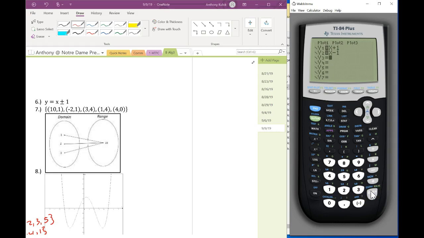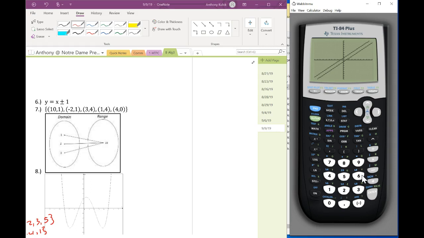And the graph that I'm going to get is going to be the graph for x plus or minus 1. Everybody okay with that plan? So I'll do zoom standard. So the graph of x plus or minus 1 is this set of parallel lines. Everybody okay with that? Is this a function?